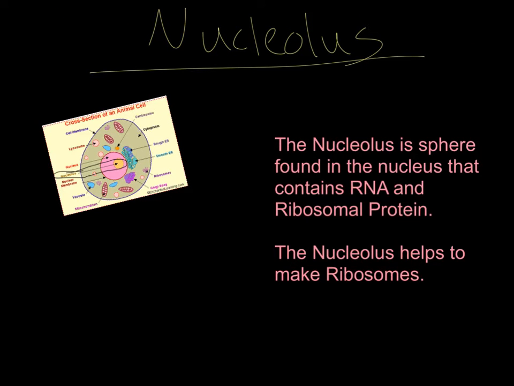The nucleolus, now this is like a sphere or round shape that's found inside the nucleus, and it contains something we call RNA and ribosomal protein. So this helps to make ribosomes, and right now you're not sure what ribosomes are, but we're going to get to that, so they're very important.